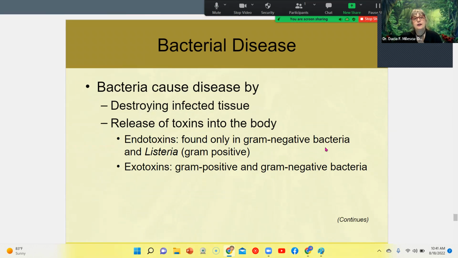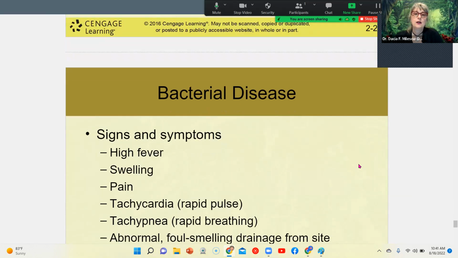All right, so bacteria that cause disease will destroy tissue and cause ulcerations and cellulitis. Some really damaging bacteria can cause the release of endotoxins from their cells. These are found in gram-negative bacteria, and also one gram-positive called Listeria. And then there are bacteria that have exotoxins. For example, gram-positive and gram-negative bacteria, some of them do have exotoxin release.